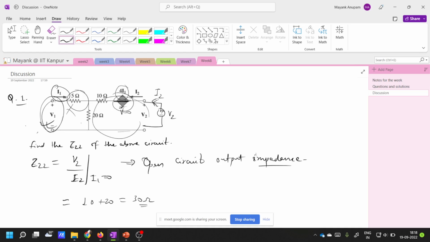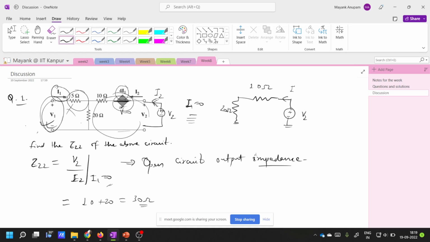Is everybody okay with this? See, the circuit becomes the equivalent circuit here in this condition. Basically when I1 is equal to 0, the equivalent circuit becomes something of this kind. This is simply a 20 ohm resistor here, and this is 10 ohms, and then there is this voltage source V2.